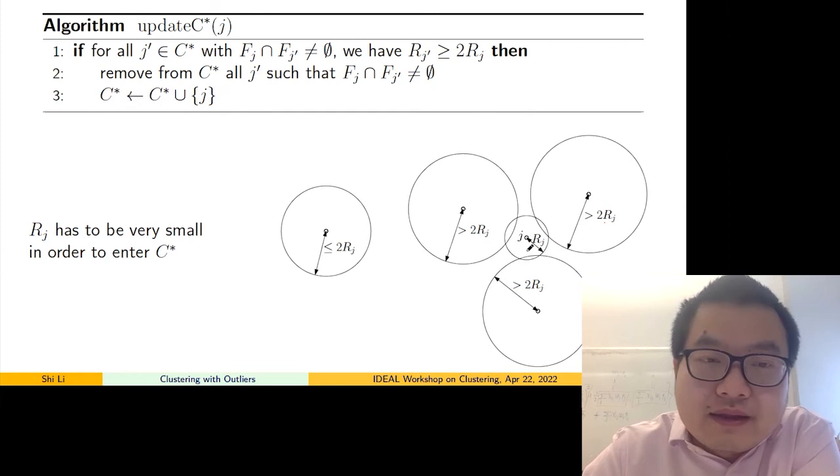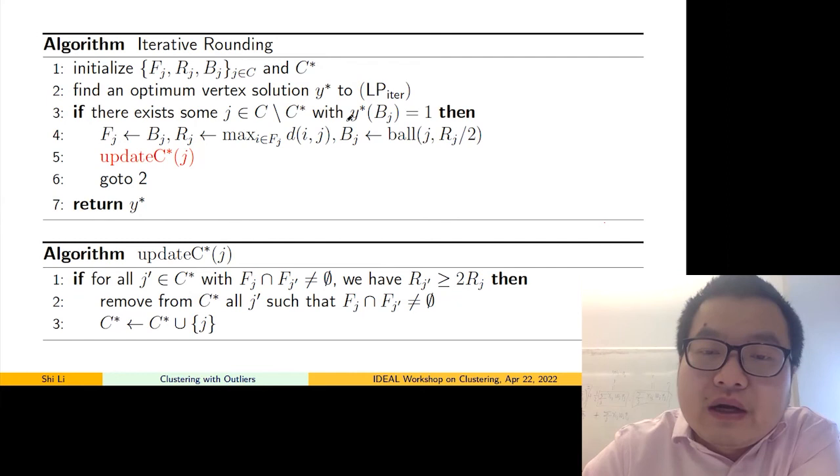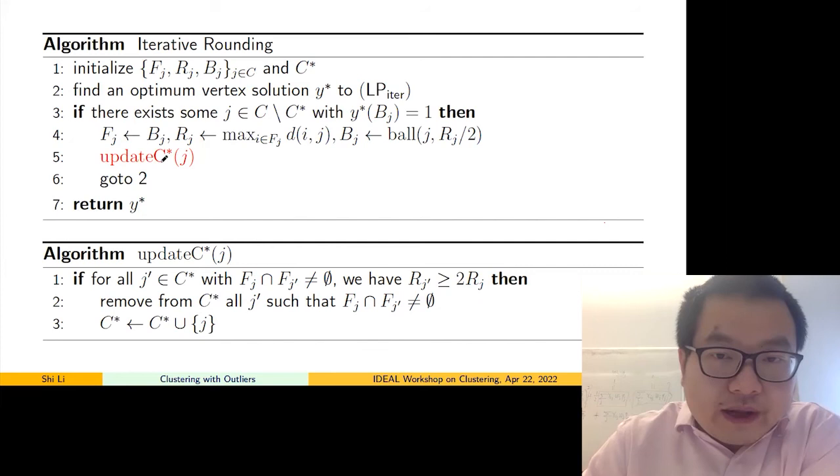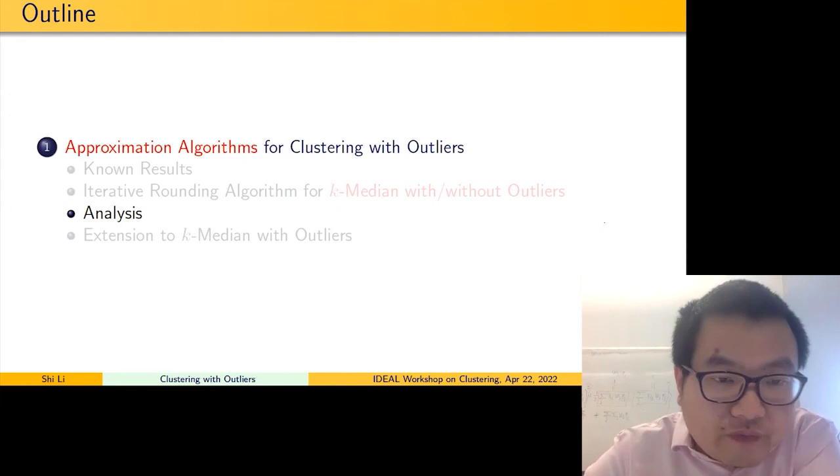And then we have the whole algorithm, the iterative rounding algorithm. We find the Y star in every iteration. If there is a tight constraint of this type, we update Fj, Rj, Bj, and update C star. Okay, so questions so far? Okay, let me continue with the analysis of the algorithm.